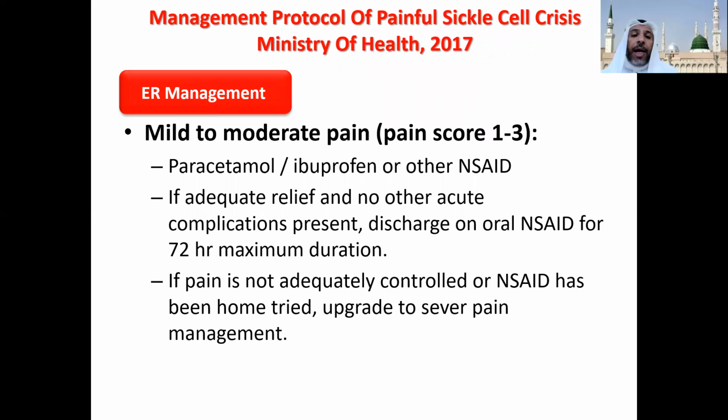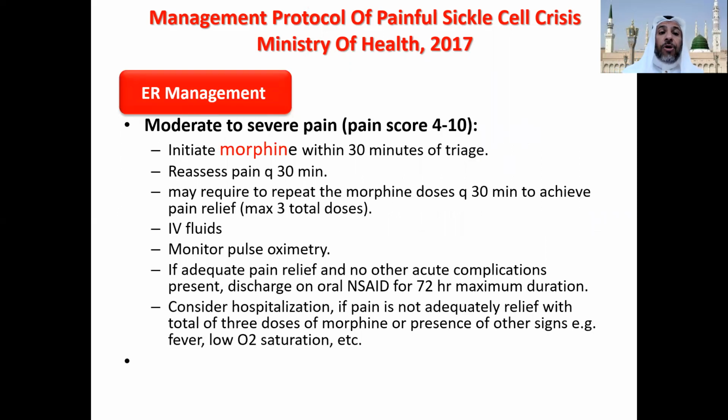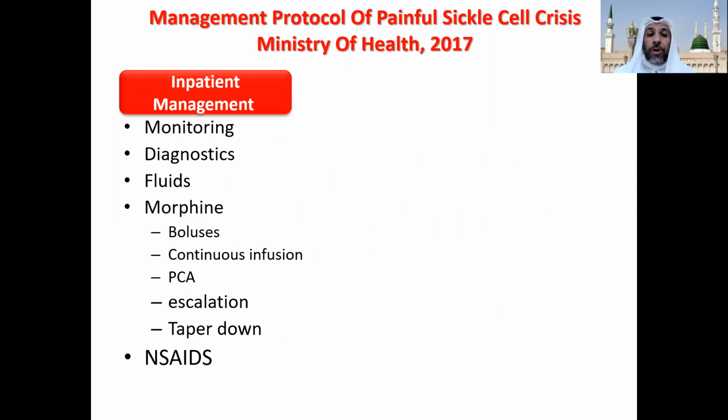In the emergency room, of course, when the pain cannot be controlled at home, they need to come to the emergency room, where we will continue IV fluid and non-steroidals, and we may start those patients on something stronger like morphine. We can give the morphine immediately, within 30 minutes from their arrival, and we can give 3 doses in the emergency room, and then if the pain has resolved, we can discharge the patient. Otherwise, we need to admit them to the inpatient ward, where we need to monitor those patients.